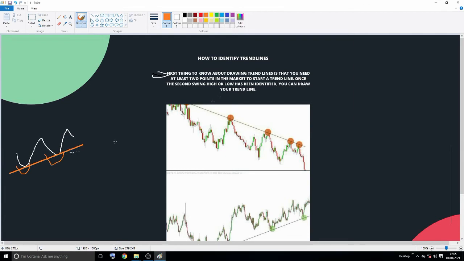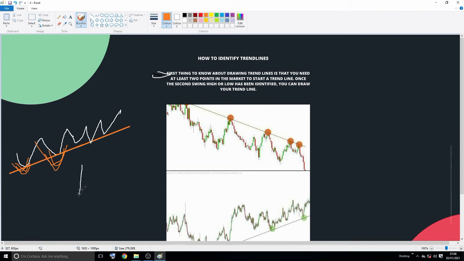You need at least two swings to confirm an uptrend. You need at least 2 points in the market to start the trend line. You see point 1, point 2, and then you can just simply put your trend line, and then keep on monitoring if the price will respect that trend line. So as long as you get the 2 rising points, you have a trend line.